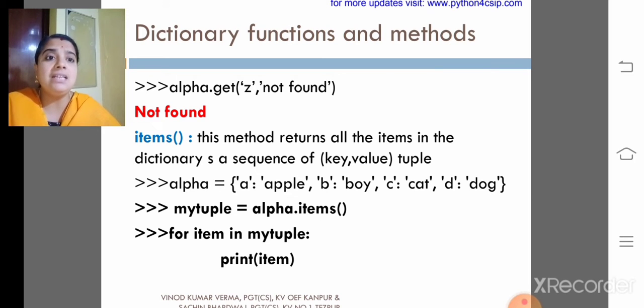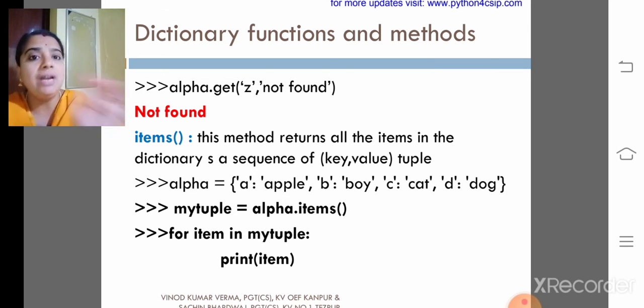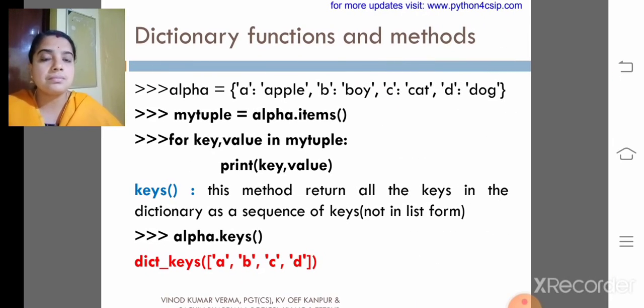Items. This method returns all the items in a dictionary as a sequence. That is, if you have a dictionary like alpha, my_tuple is equal to alpha.items(). For item in my_tuple, print item. It will print apple, boy, cat, dog, only the items you are getting. Then, for key, value in my_tuple, it will print the key separately and the value separately.